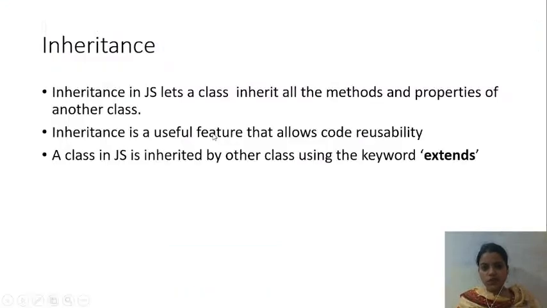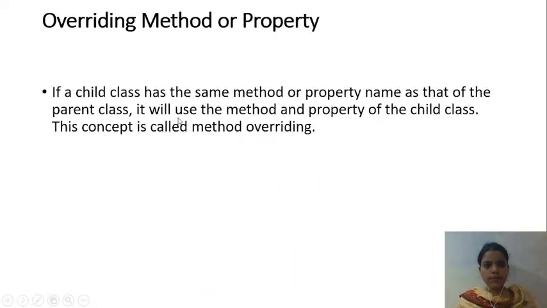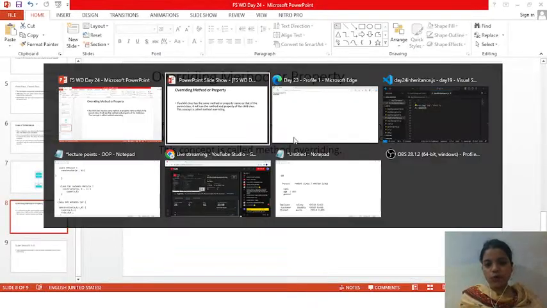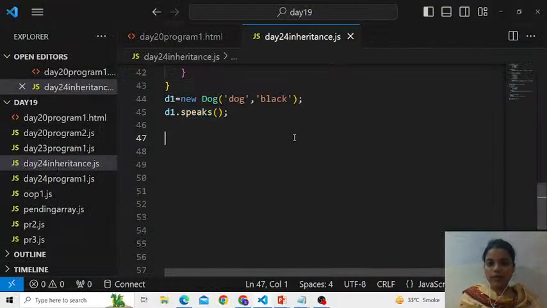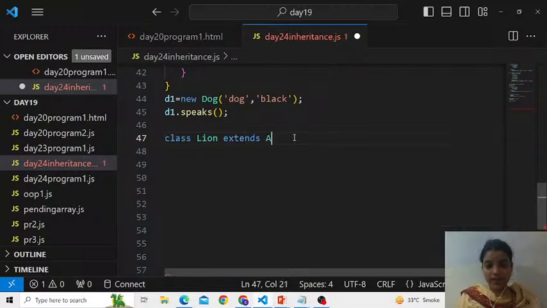Alright, check it. So if a child class has the same method or property name as that of the parent class, the priority will be given to the method and property of the child class. This concept is called method overriding. I hope people are understanding so far. Alright, got it? Fine. So even if you create another class here, say class Lion, people, extends is important, extends Animal.